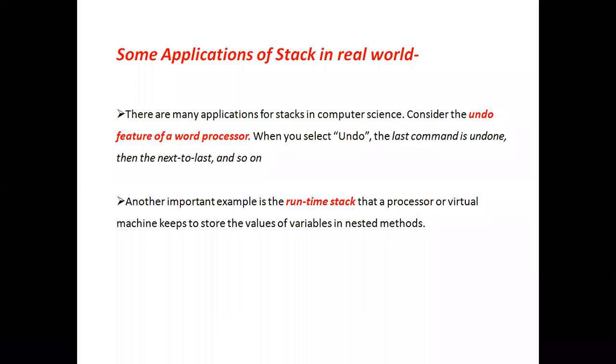By using this runtime stack, the processor will easily identify first which method it has to execute. It has no confusion at all. Even if one method is calling another one like that, it has no problem at all. So this runtime stack is also called the stack trace. Runtime stack or method stack trace.